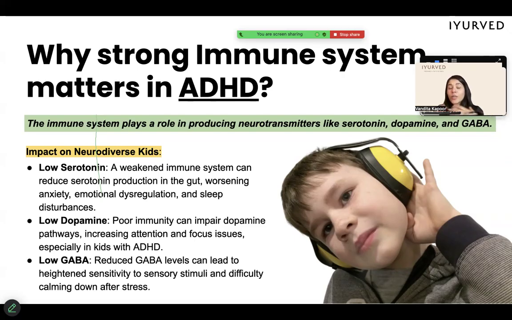Second is dopamine, the motivation to learn, the motivation to do things. When you have low immunity, it will result in low dopamine creation, which will directly impact the attention and focus of the child. Lastly, it is GABA. With low immunity levels, low GABA levels will be produced. There will be low GABA levels in the body, which will result in the child being extremely sensitive. His sensory overload will be very, very high.